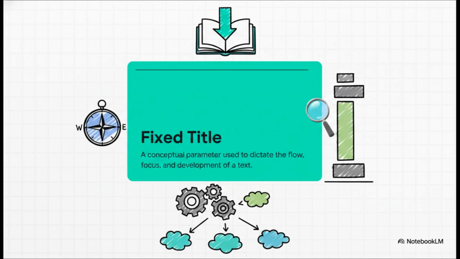The absolute foundation of your text's engineering is the fixed title. Assessors repeatedly note that the title provided in the exam isn't just a suggestion, and it absolutely isn't just a label you slap at the top of the page. It is a central conceptual parameter. When you pick a title, you're literally selecting the exact boundaries of your text. Top-tier students use this title to strategically dictate the entire flow, focus, and development of their ideas, tightly aligning it with their chosen framework of ideas.